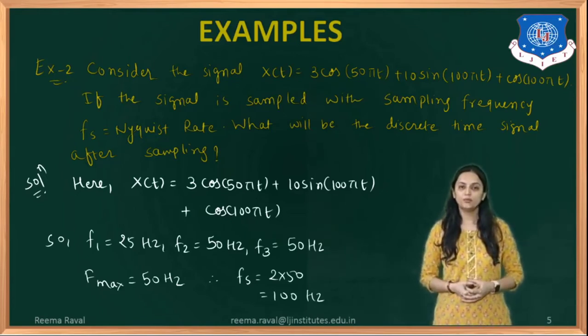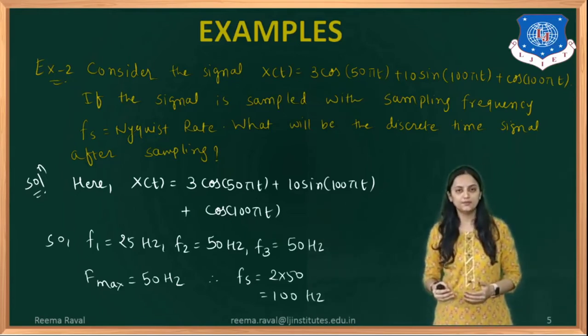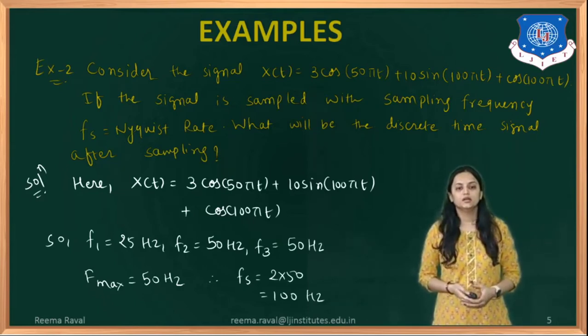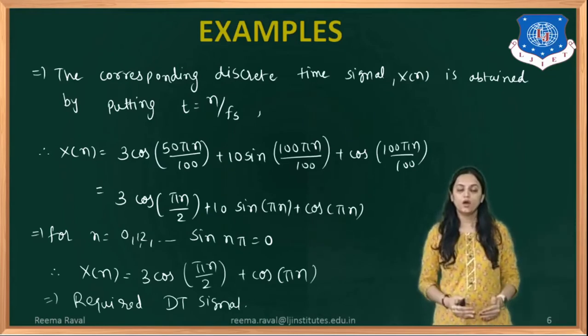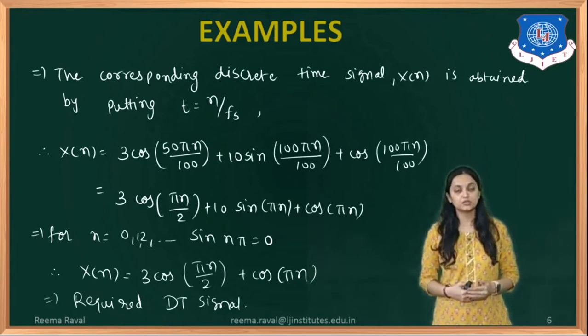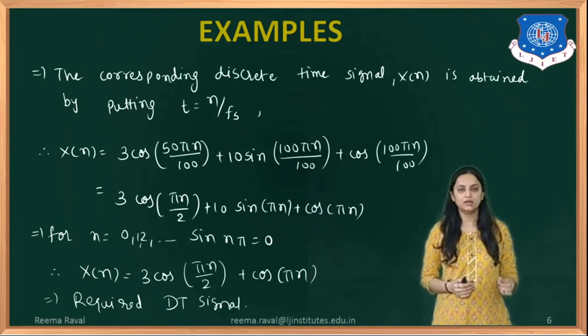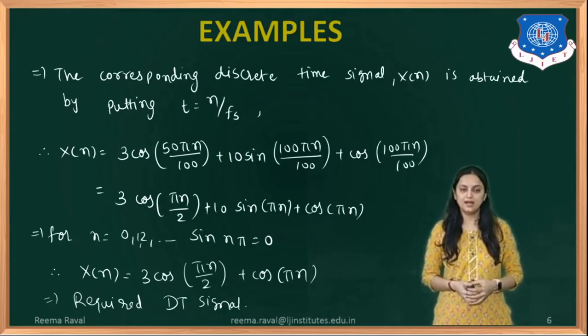So the sampling frequency formula is Fs equals twice of Fm, that is 2 into 50, which equals 100 Hz. This is how we can find the Nyquist rate. Now, the corresponding discrete signal x of n can be obtained by putting t equals n by Fs. We have found the value of Fs, which equals 100. So in the given equation we will place that.